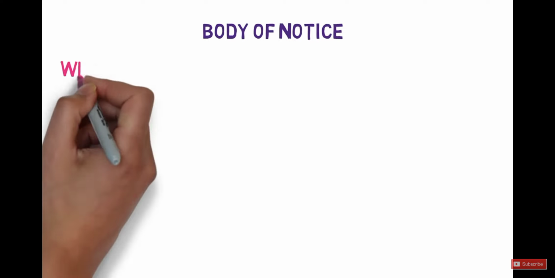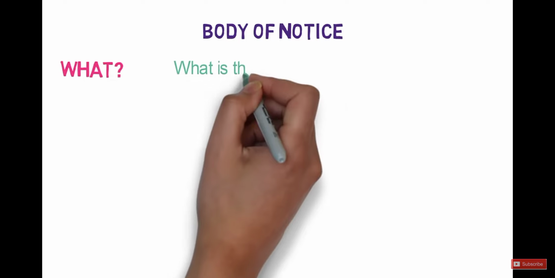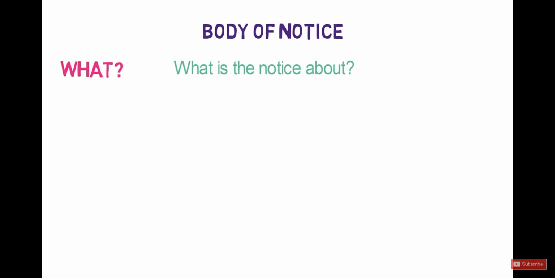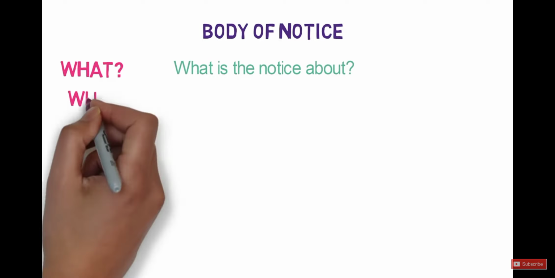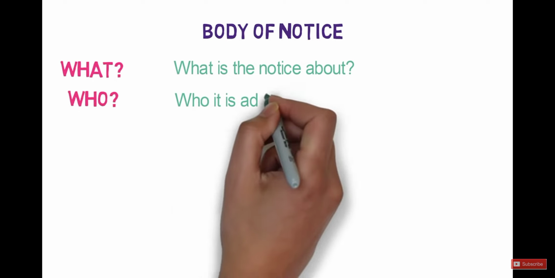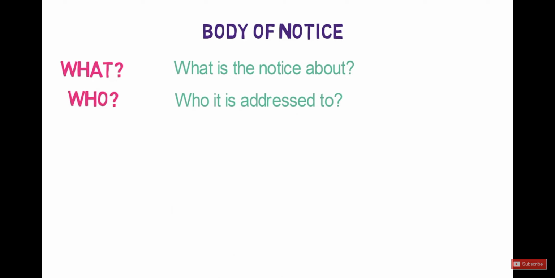Now let's understand what should be there in the body of the notice. Remember to answer the 5 W's while writing any notice and you won't have problems while writing it. First one is what. So what is the notice about? The notice should clearly mention what is going to happen or what has already happened. Second one is who. This will be who the notice is addressed to. Who all are supposed to adhere to the notice should be clearly mentioned to avoid confusion.